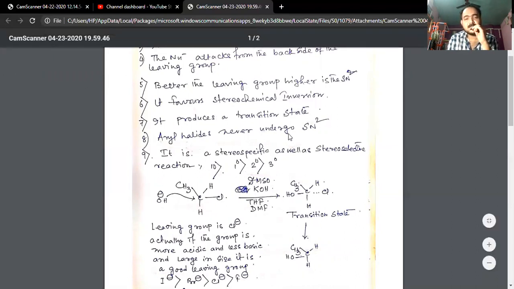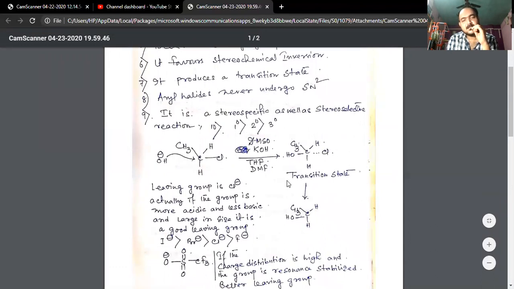It produces a transition state. Now you see here, transition state. This is a transition state. You can see the valency of carbon is 5. Actually, the valency of carbon is not 5 here, because this bond is getting weaker, this bond is getting stronger.